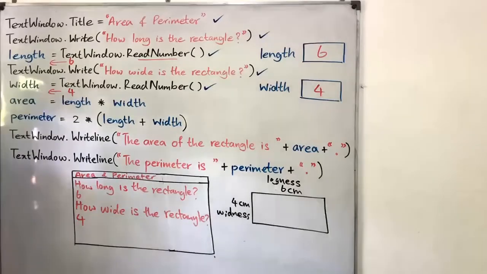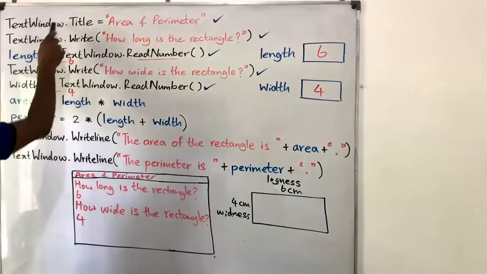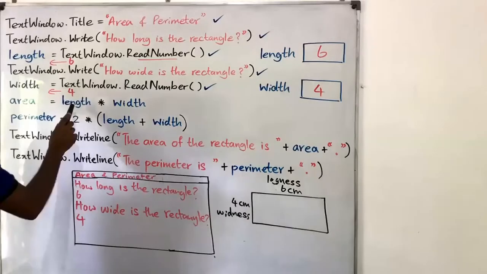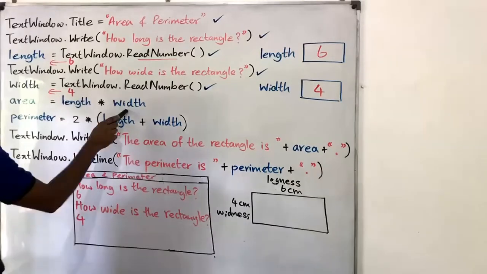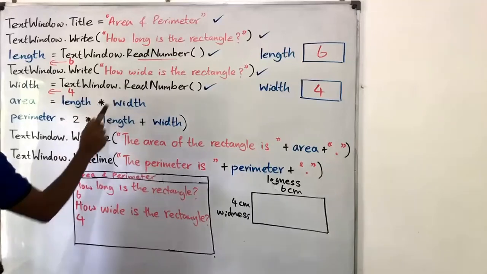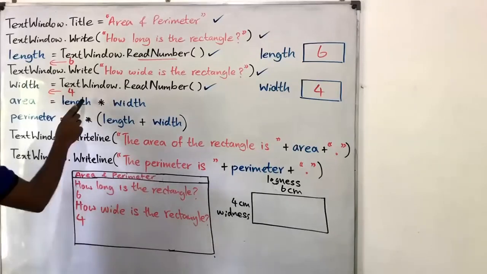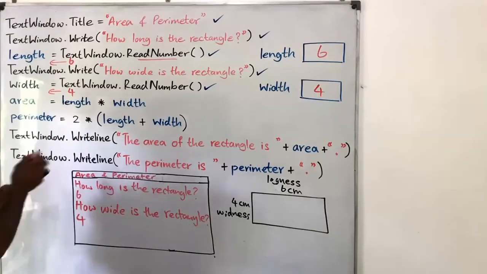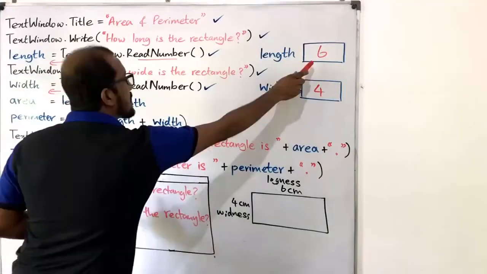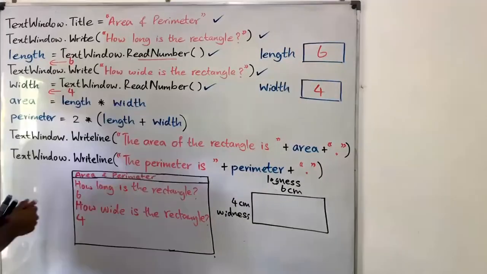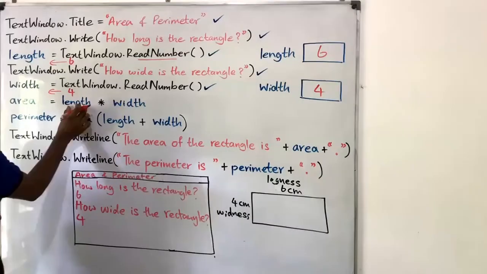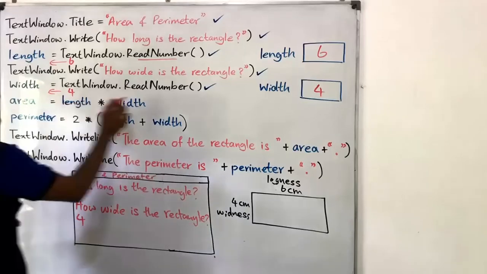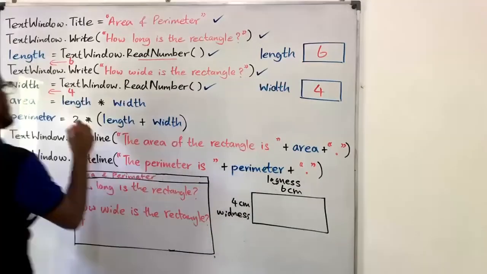Okay. Now in the 1, 2, 3, 4, 5, the sixth statement says length multiplied by width. So here, when this statement executes, what happens? Length value will be taken. What is the value under the name length? So this is a variable, no? What is the value under the variable name length? 6. Okay, 6 will be taken to here.